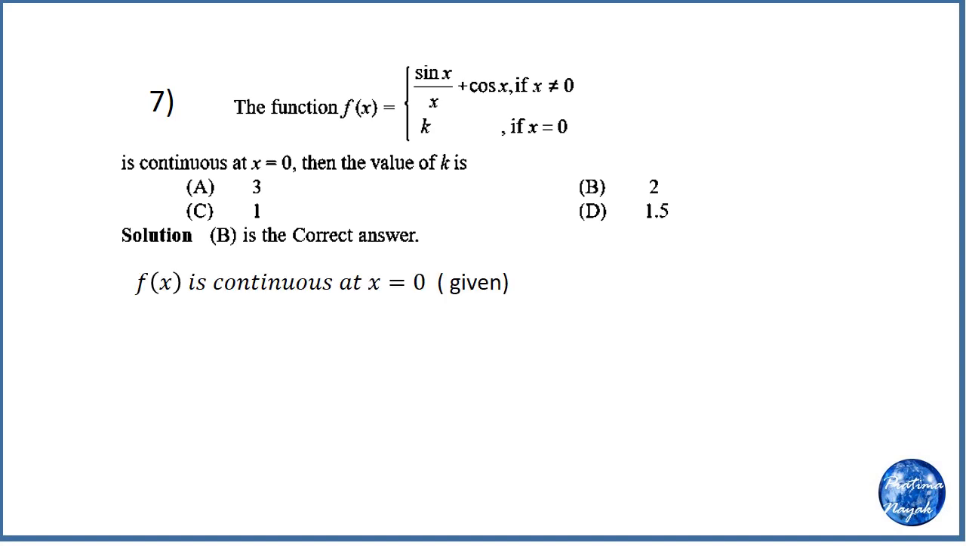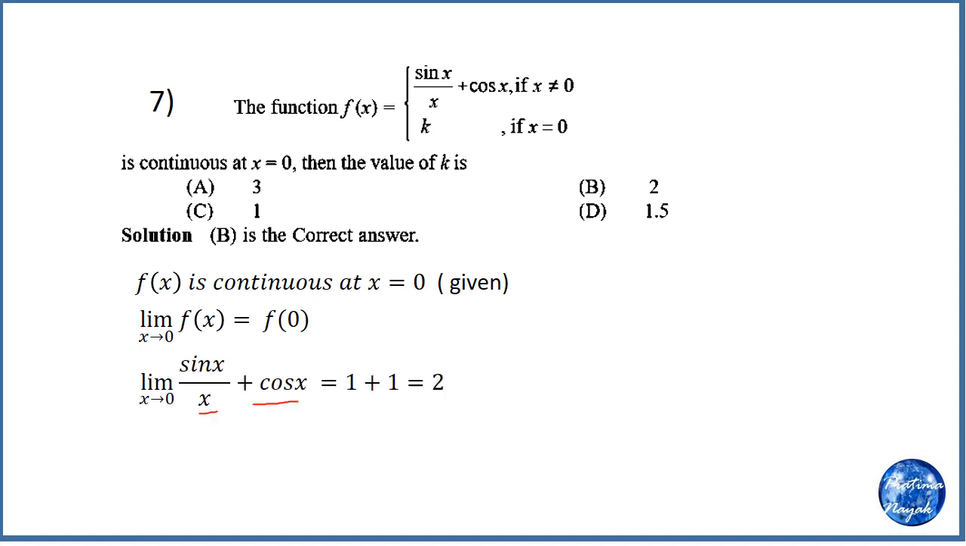So f of x is continuous at x is equal to 0. So limit x tends to 0 f of x is equal to f of 0. So limit x tends to 0 sin x by x plus cos x is equal to 1 plus 1. And I discussed this is 1, this is also 1, cos 0 is 1. So it is 2. So k is equal to 2.